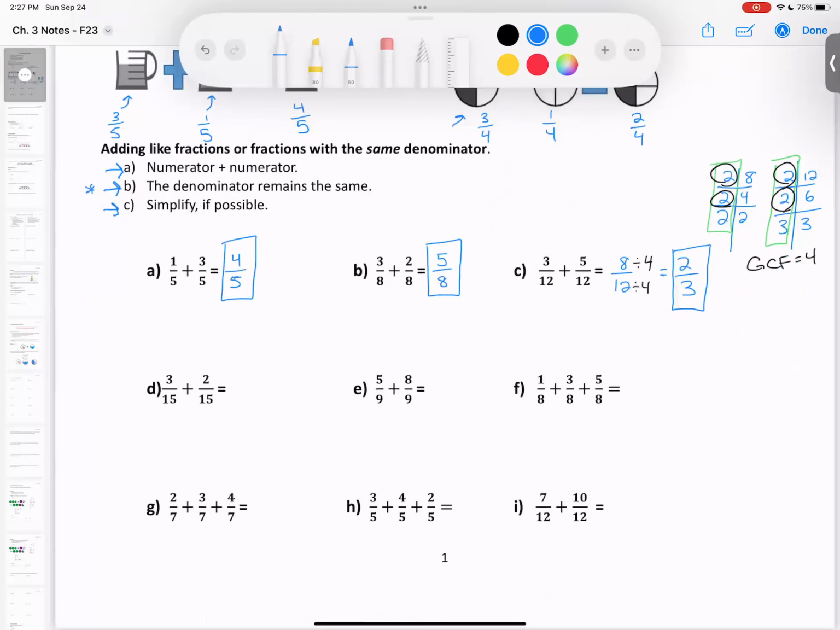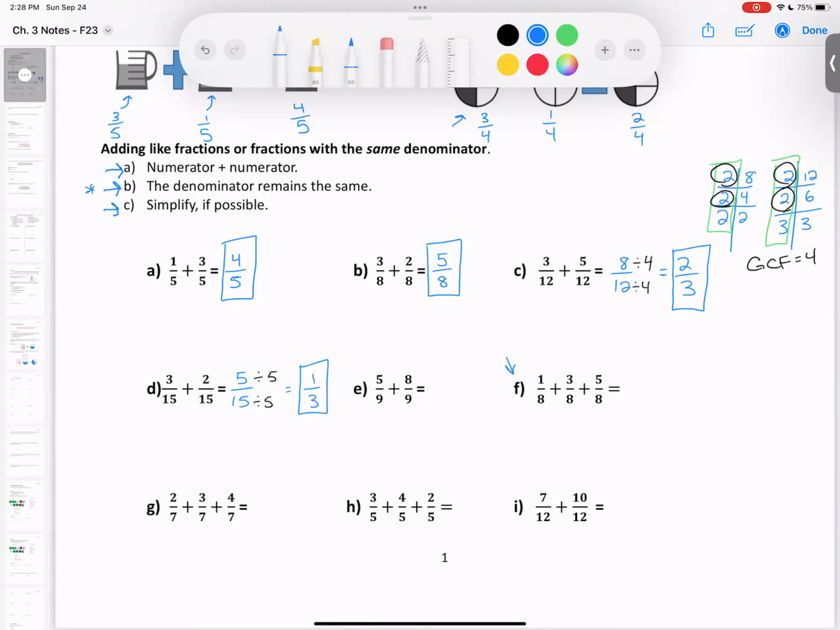All right, let's try one more together. We're going to get 3 plus 2 is 5/15. And then we have to ask ourselves, can we simplify? Here I noticed both of these are divisible by 5. So I'm going to divide out 5. And that leaves me with 1/3, which is as simple as I can go. So go ahead and try these next few. When you get to the ones like F where you have 3 fractions, just note the same rules apply. You're going to add those 3 numerators together and keep the denominator. So pause this video and give those a go.